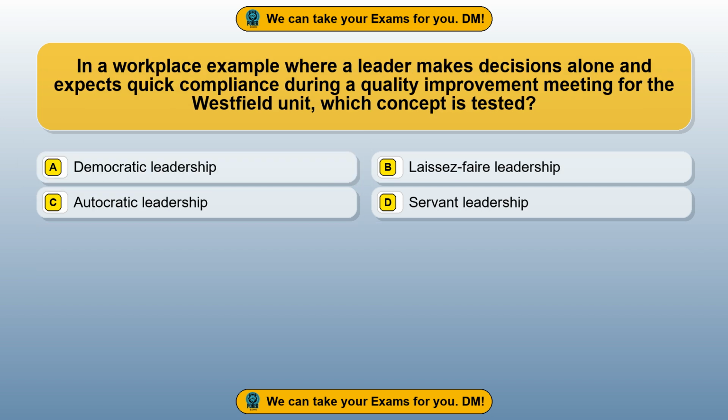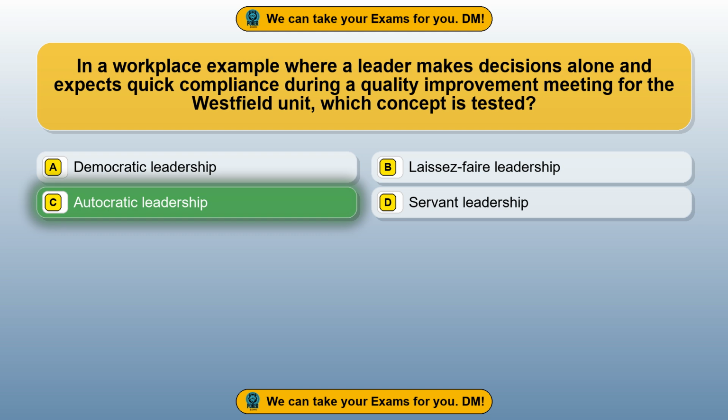Question 61. In a workplace example where a leader makes decisions alone and expects quick compliance during a quality improvement meeting for the Westfield unit, which concept is tested? Option A, democratic leadership. Option B, laissez-faire leadership. Option C, autocratic leadership. Option D, servant leadership. The correct answer is option C, autocratic leadership.